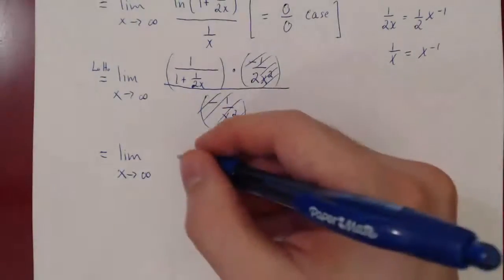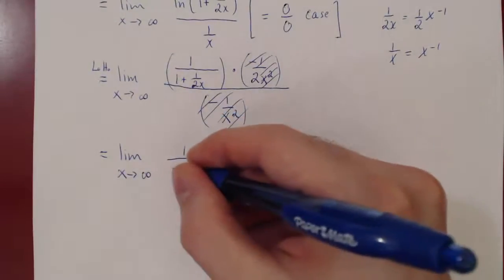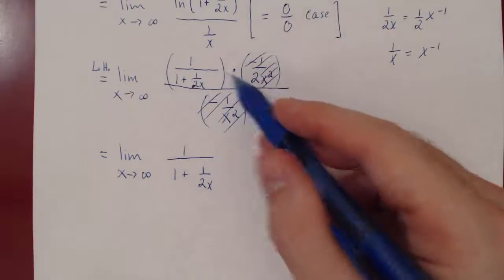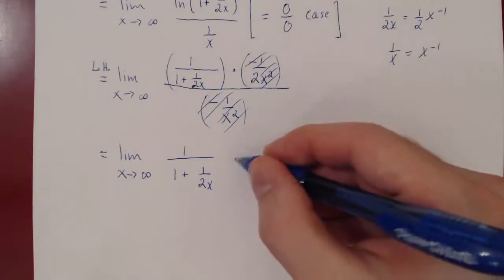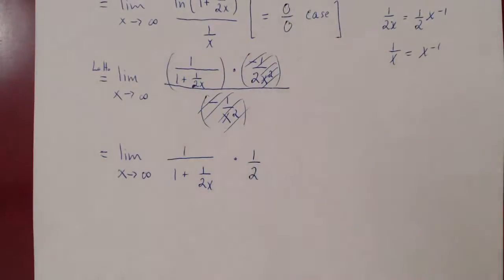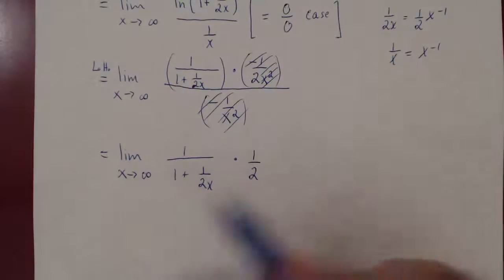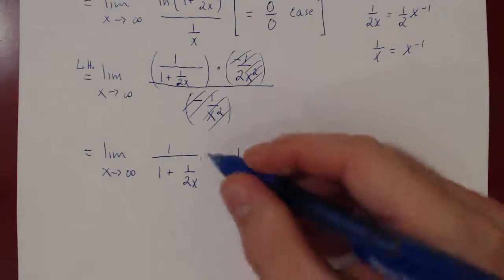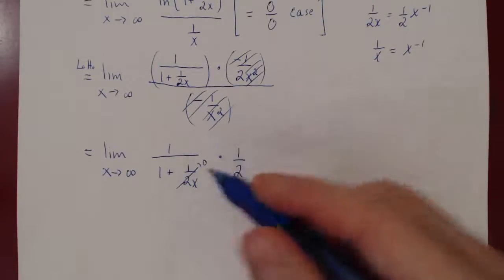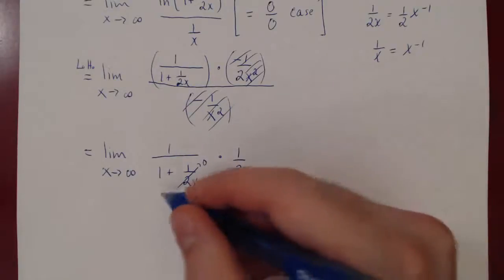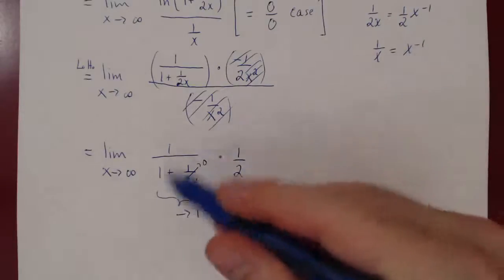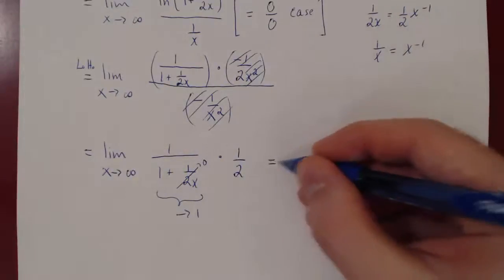You have 1 over 1 plus 1 over 2x times 1 over 2. And the limit here is simple enough that we can now let x approach infinity. As x goes to infinity, 2x goes to infinity, so 1 over 2x will shrink to 0. We'll have a 1 over 1 plus 0 case, which is just 1. So this approaches 1. So we'll have 1 times 1 half, which in the end gives us 1 half.